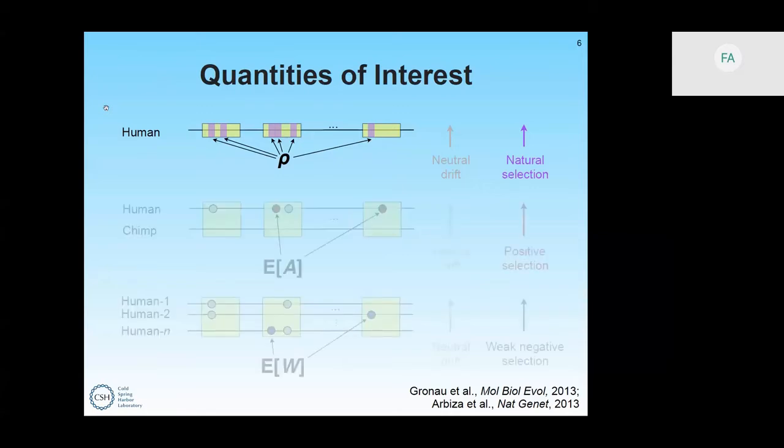The method also lets us estimate some other quantities that I'm not going to emphasize in this talk, but I'll just mention them briefly. It gives us a way to quantify the effects of positive selection and weak negative selection, selection that's strong enough to hold polymorphisms to low derived allele frequencies, but not strong enough to prevent them from being polymorphic at all. And in our original papers, we make some use of these methods, but in today's talk, I'm just going to focus on this parameter rho, the fraction of nucleotides under selection.